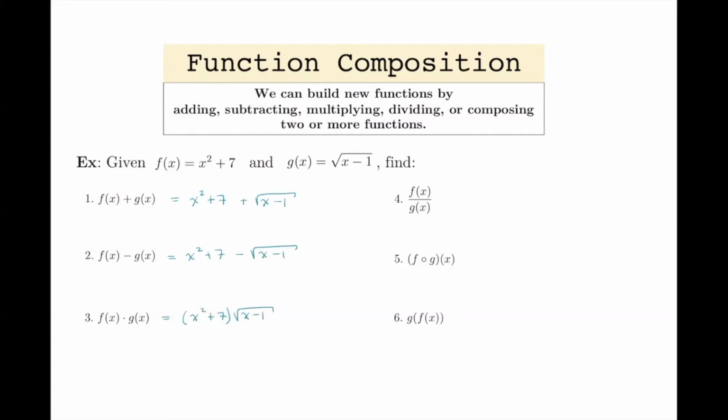In example 4, we have f of x divided by g of x. Again, that is as simple as it sounds. That is just x squared plus 7 up top, and then we'll divide by g of x, which is the square root of x minus 1.